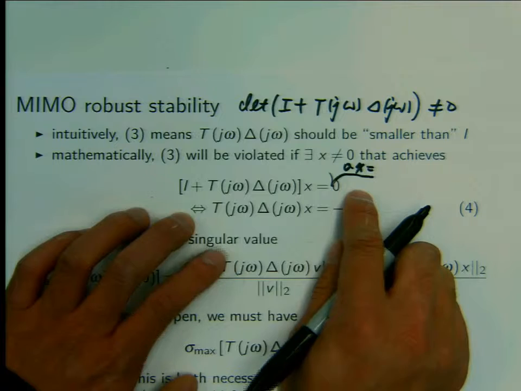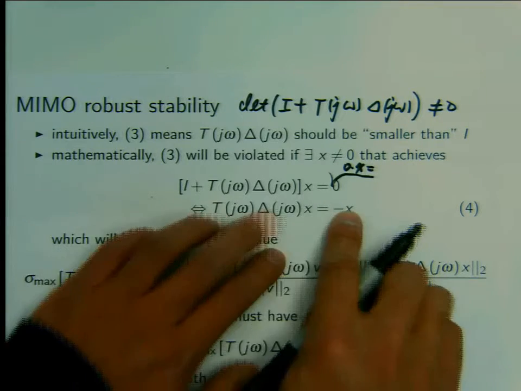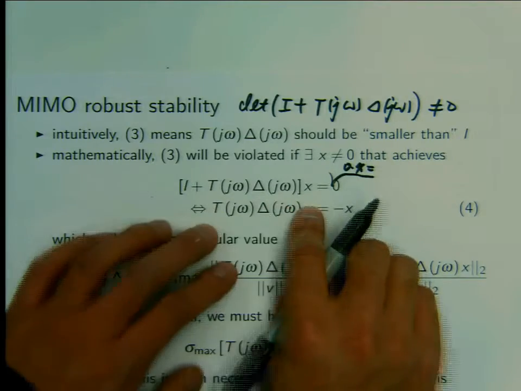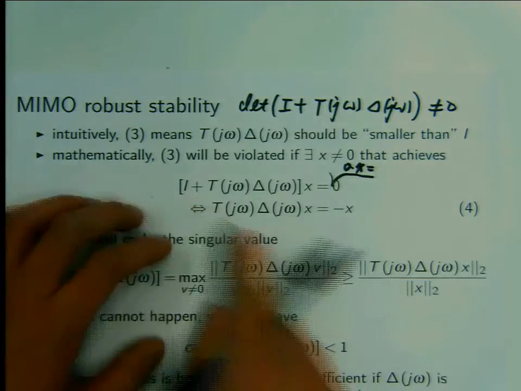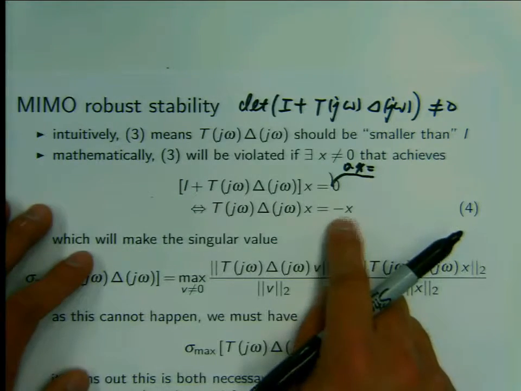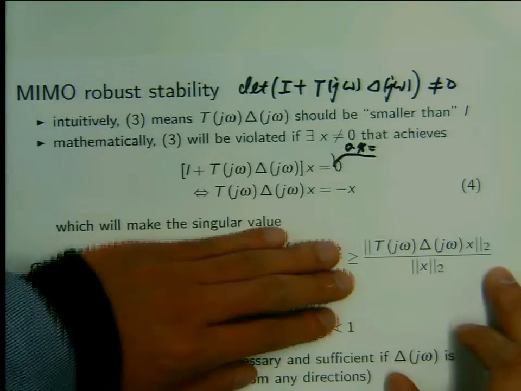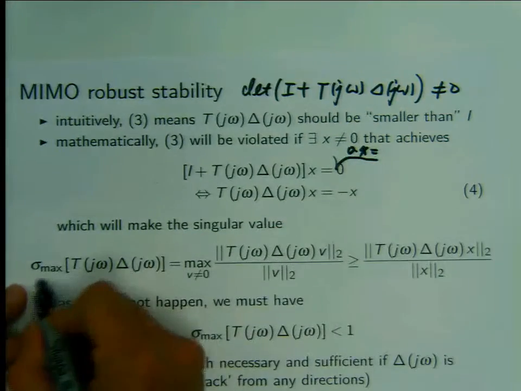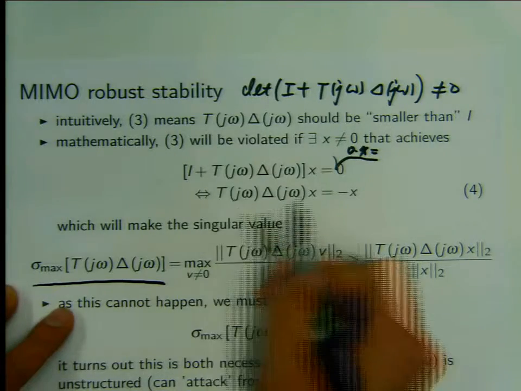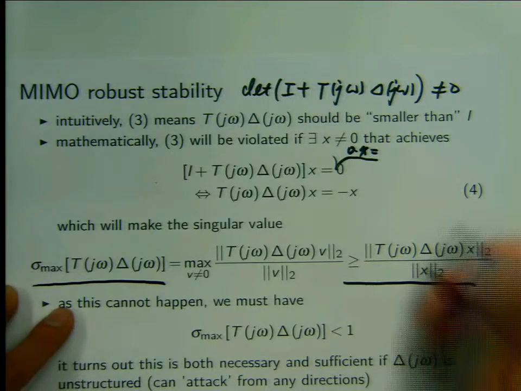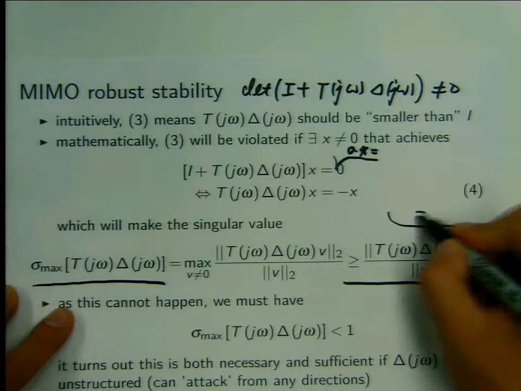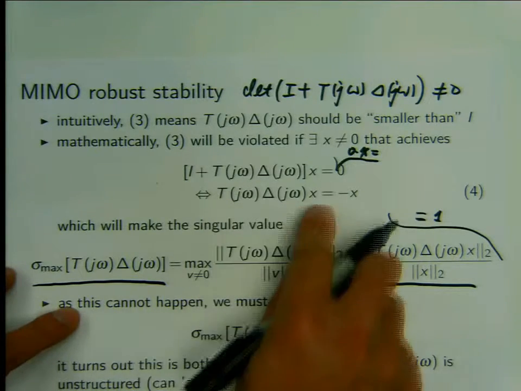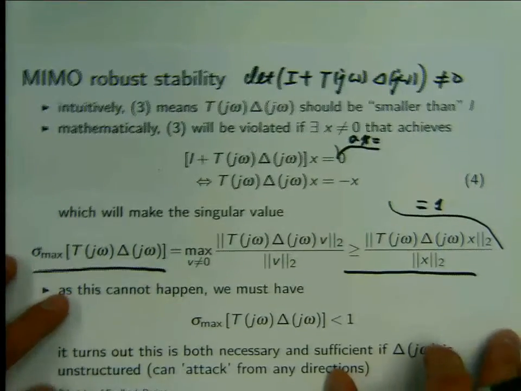Does everyone have any questions for this part? You have to understand this equation to be able to reach the singular value result. So make sure you get it. Okay? So this is equivalent to this. I can shift the identity times x on the right-hand side to get a negative x over here. Okay? So if this ever happens, we can arrive at the singular value result. The maximum singular value of this matrix is going to be larger than or equal to 1 for sure.